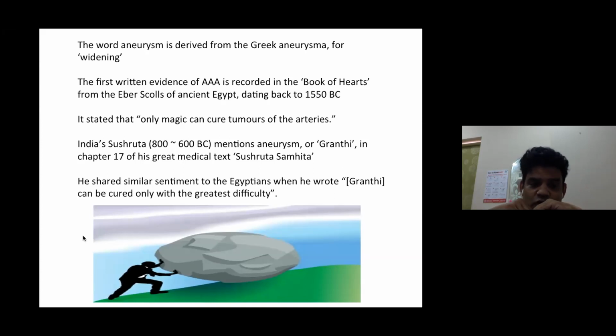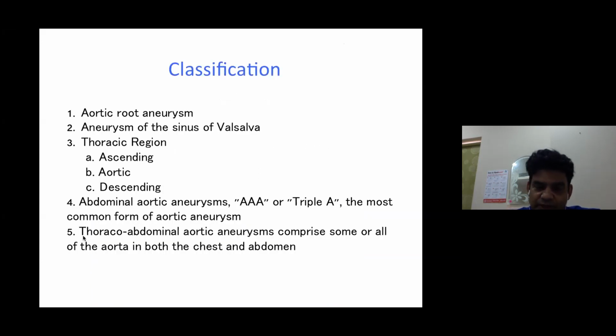And Indians have contributed significantly in identifying the disease as well. India's Susruta, around 800 BC, mentions aneurysm or granthi in chapter 17 of his great medical text, the Susruta Samhita. He expressed a similar sentiment to the Egyptians, writing that a granthi can be cured only with the greatest difficulty.